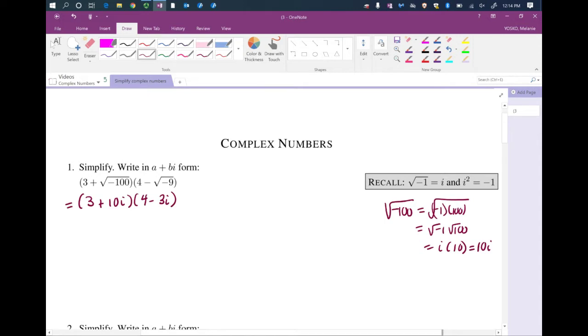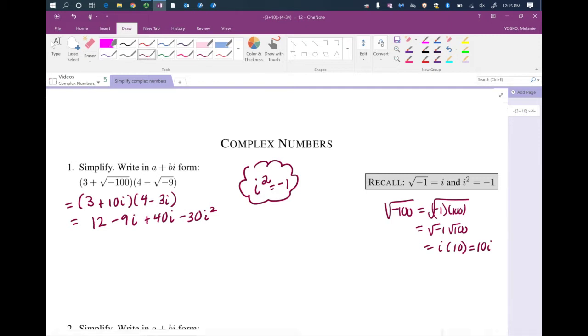Now pretend this is just a variable. Instead of i being an imaginary number, if this was an x, we would just FOIL this. So the process will be exactly the same. So first is 3 times 4 is 12. Outer, 3 times -3i, it's -9i. Inner, 10i times 4, so plus 40i. And then last, 10i times -3i, that's -30i squared. And we know i squared equals -1. I know this is already written on the side, but I encourage you to write this every time you use it. By the time you've done all your homework, you'll know it backwards and forwards.